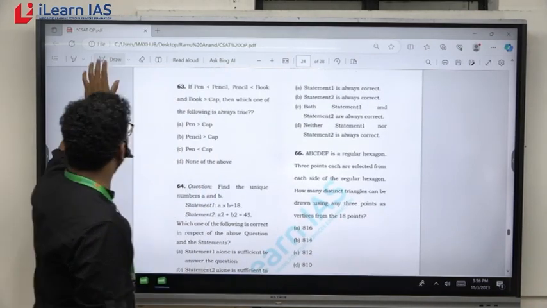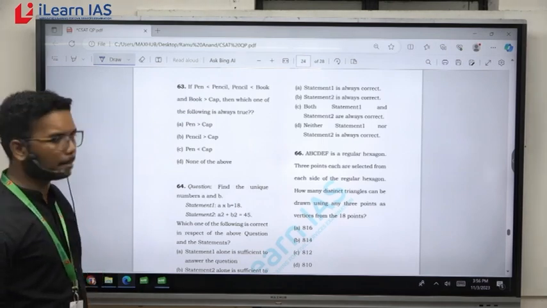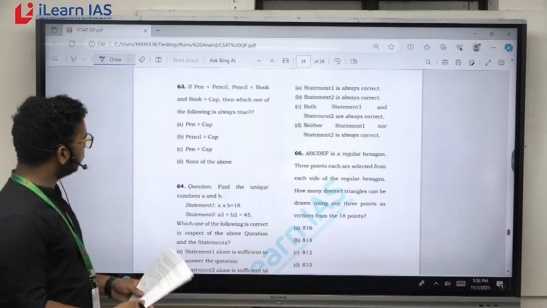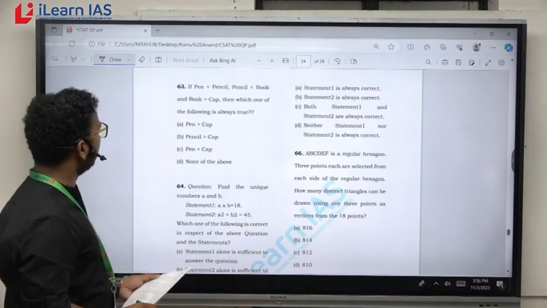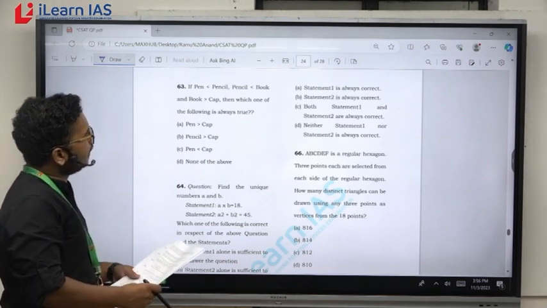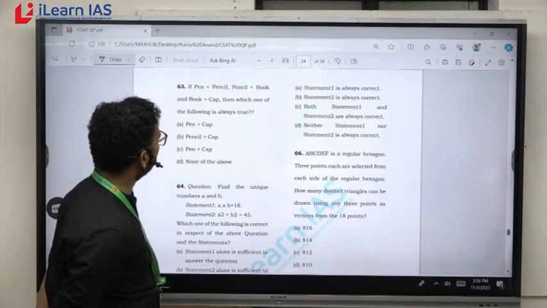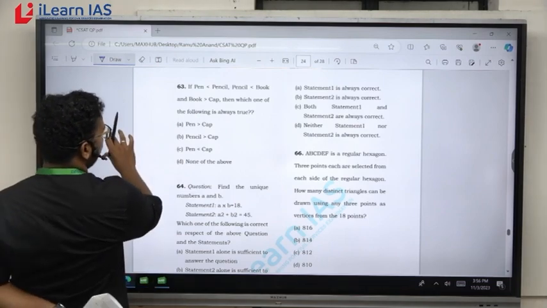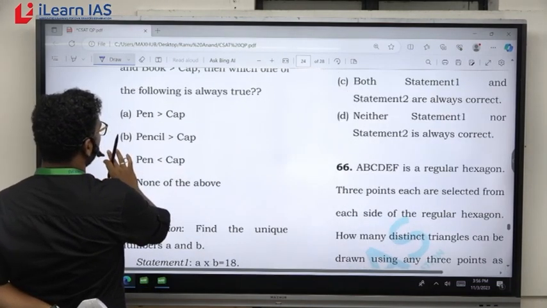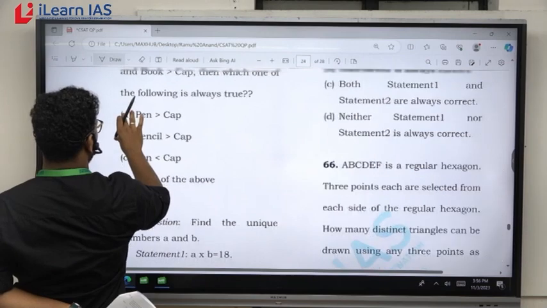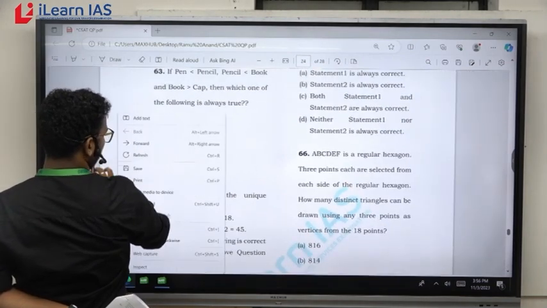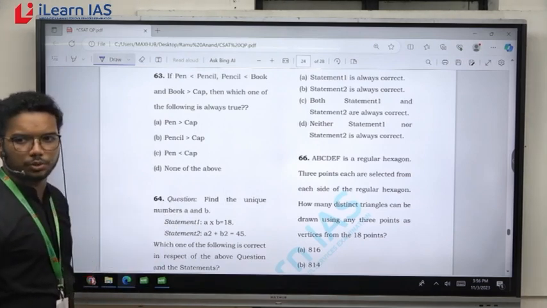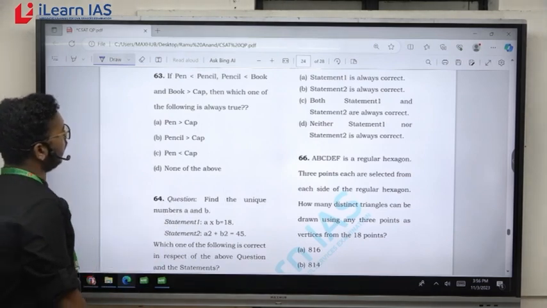Sixty-three. What is the inequality? 63 inequality എന്താണ്? If pen less than pencil, pencil less than book, book greater than cap, which one is always true? Which one is always true എന്നാണ് ചോദിച്ചിരിക്കുന്നത്. സോ ഇതിനെ നമ്മൾക്ക് എങ്ങനെ എഴുതാം?